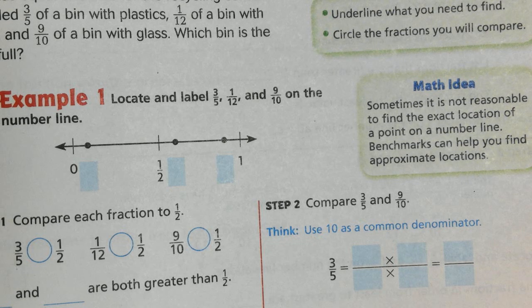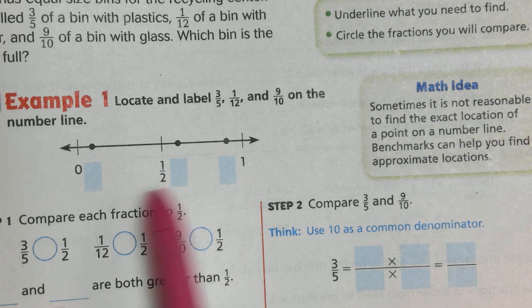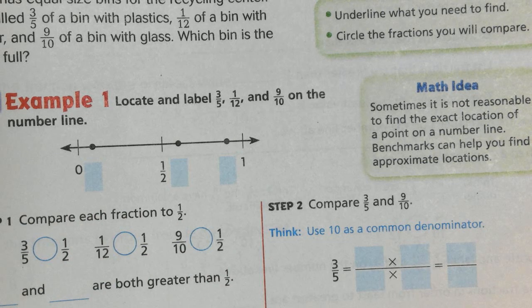So, go ahead. The bigger the denominator, the smaller the piece. All right, great. It's got the largest denominator and there's only one piece. All right, so on this number line right here, where do you think the 1/12 is going to go?